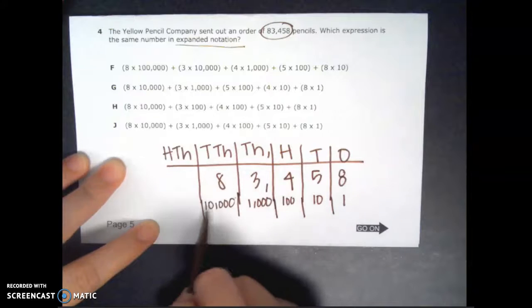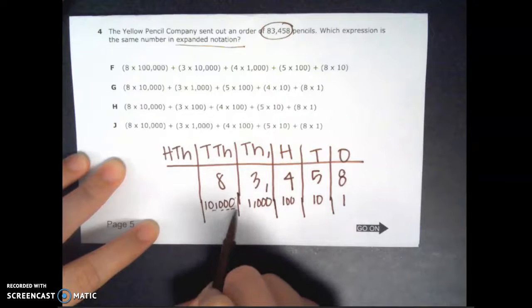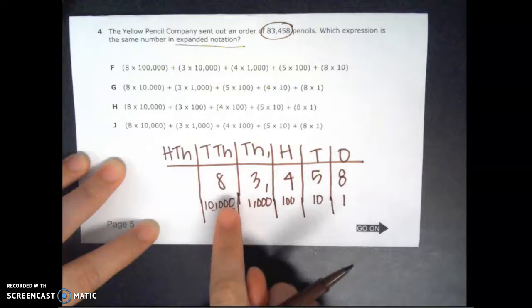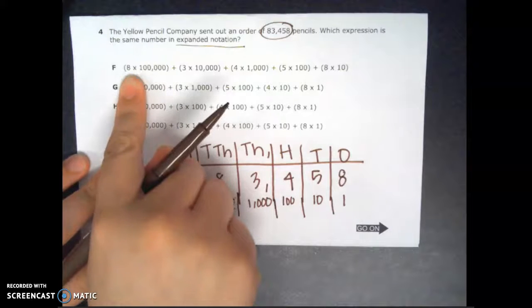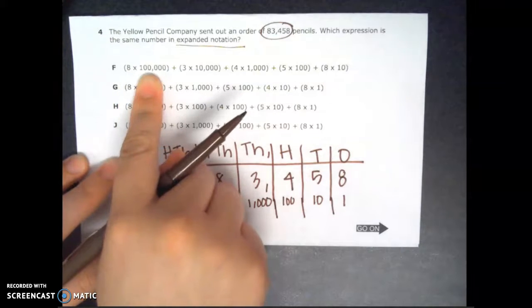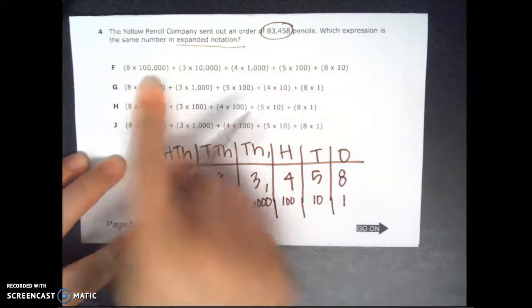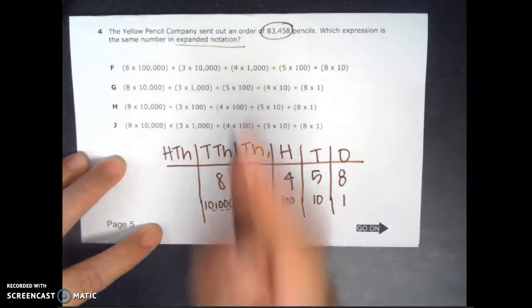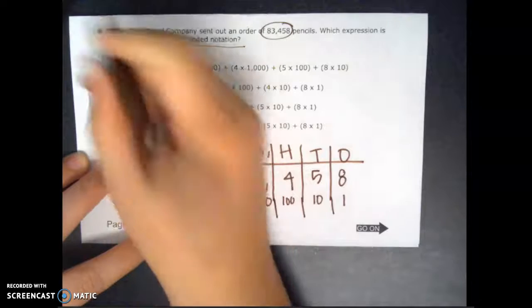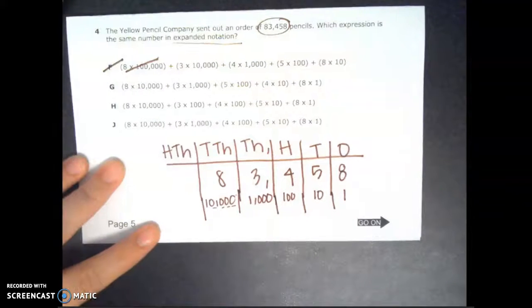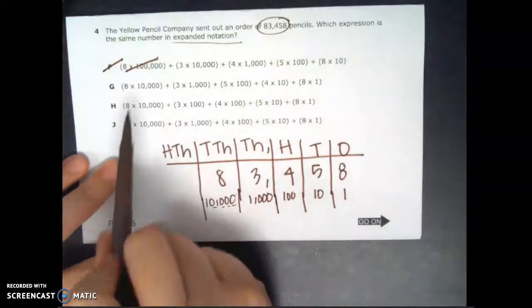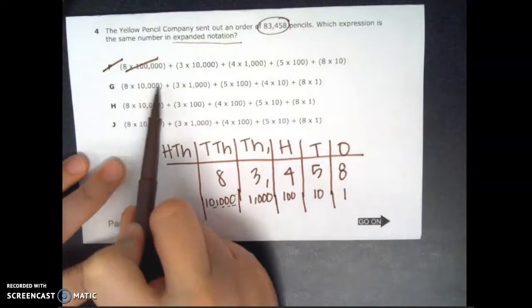10,000 only has 4 zeros. 1, 2, 3, 4. 8 times 10,000. 8 times 100,000. And if you're not sure if that's 10,000 or 100,000, that's okay. Let's count our zeros. 1, 2, 3, 4. 1, 2, 3, 4, 5. That cannot be your answer because F makes it wrong. 8 times 10,000. 1, 2, 3, 4.